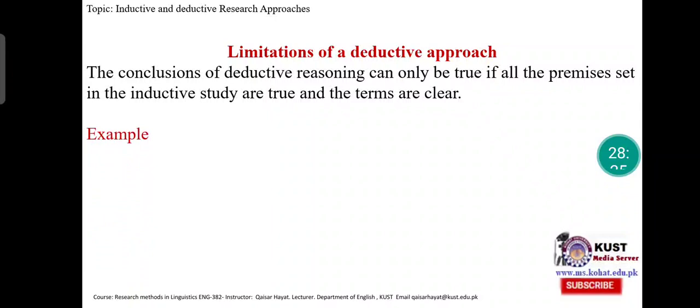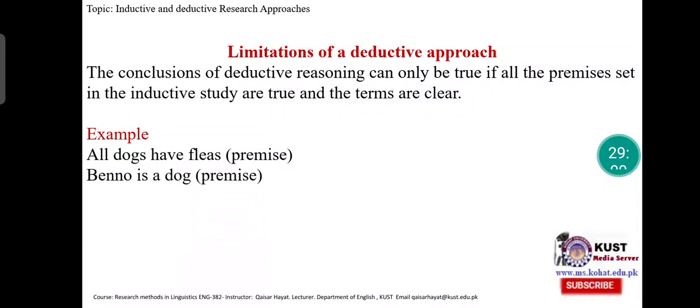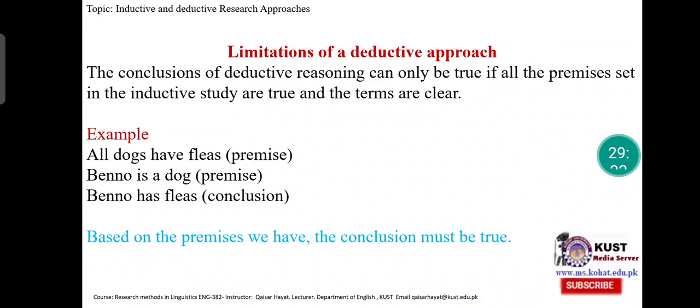An example of the limitation is: all dogs have fleas. This is the premise. Definitely maybe some dogs, like 10 out of 20 in the last case, did not have that infection or insect. So the conclusion of deductive reasoning can only be true if all the premises set in the inductive studies are true and the terms are clear. If the terms are not clear and the situation does not support 100%, definitely it won't work. Beno is a dog, that is a premise. Beno has fleas, that is the conclusion. Based on the premises, the conclusion must be true. So the limitation of the deductive approach is this one.